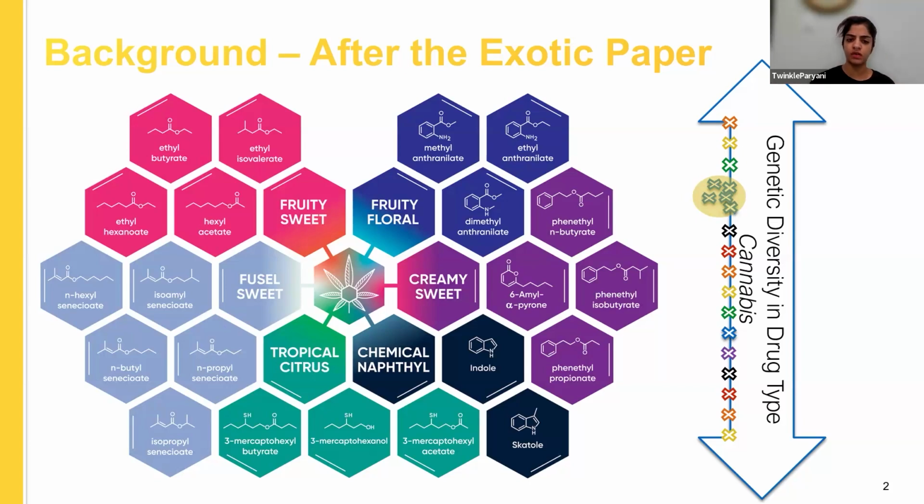And then in the first paper, we identified for the first time indole and skatole, which is interesting because they're nitrogen-containing compounds. So this was the first time that we had really come across these kinds of compounds in our data. And also these other nitrogen-containing compounds up here, these fruity floral ones, which have a totally different aroma than the chemical naphthalenes.